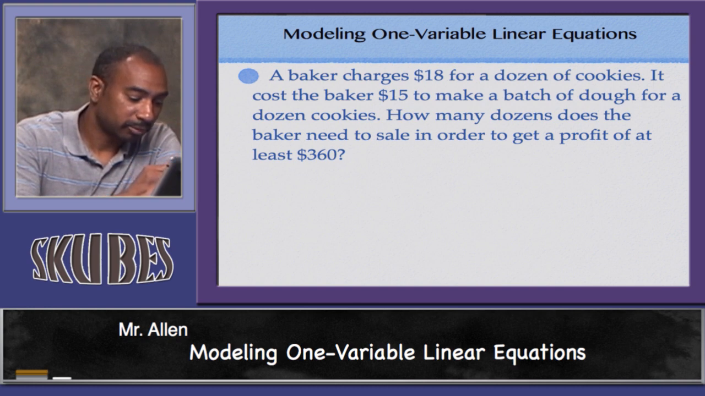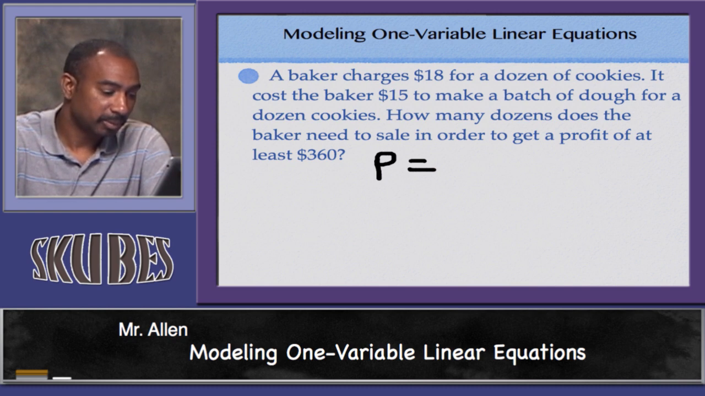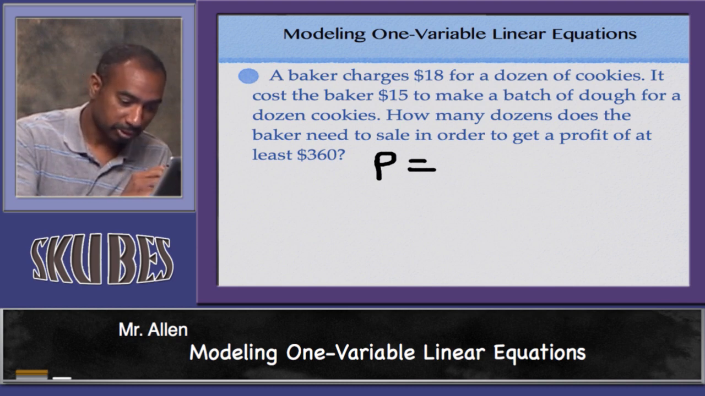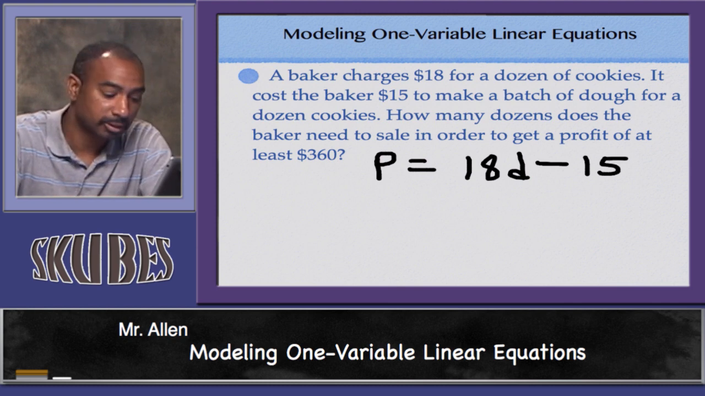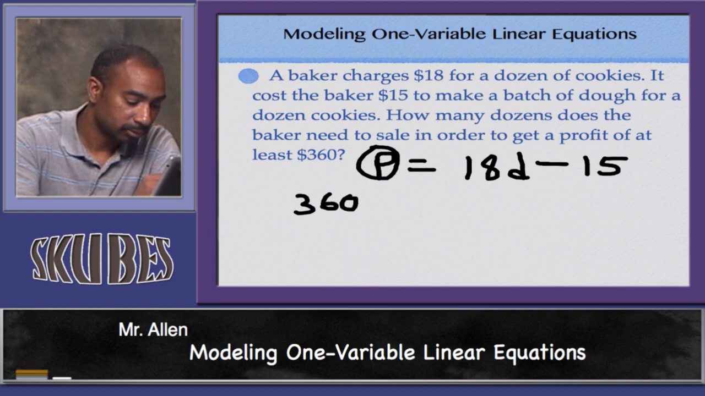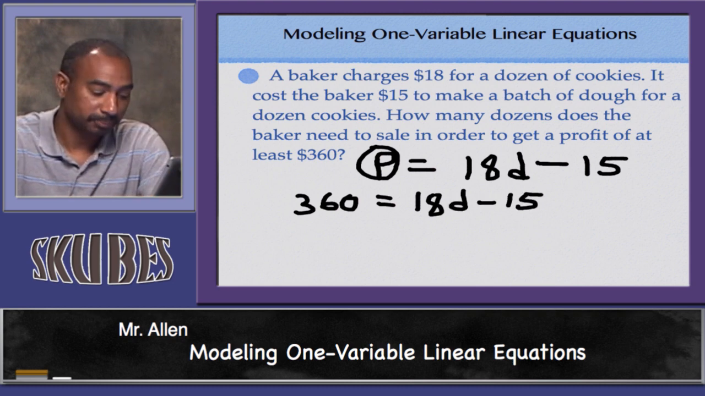All right, so in this case, profit has to equal the amount he sells the cookies for. So you know he charges $18 per dozen. I'm going to put D for dozen. But you've got to subtract off the cost. It's going to cost him $15 per dozen cookies. We already know that he wants to make a profit of $360. So I'm going to set that equal to 18D minus 15. And there you have an equation.